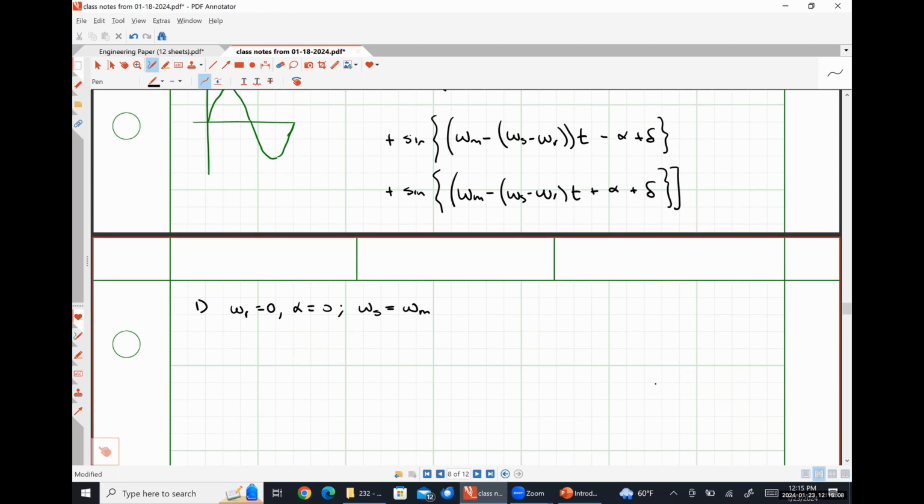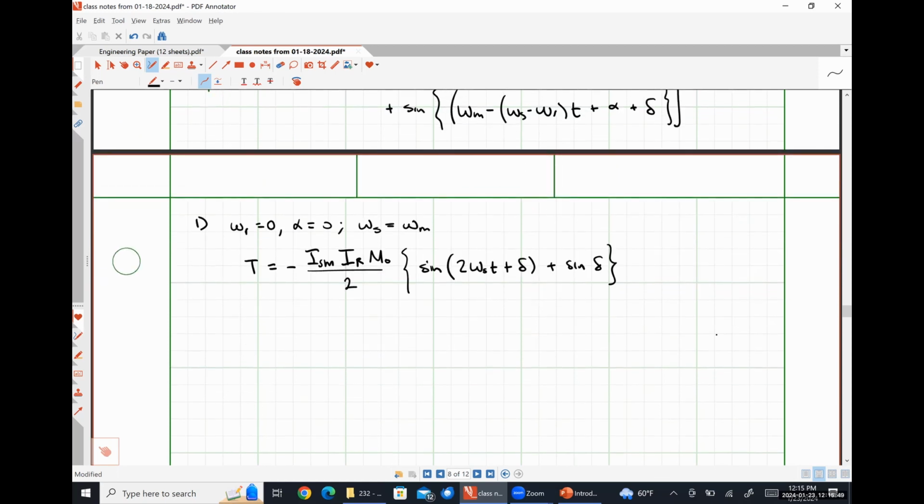So under these conditions, our torque T will have the following relationship. ISM, so the magnitude of our stator current, times our DC rotor current, times the maximum value of our mutual inductance, divided by 2, times the sine of twice omega st plus delta plus the sine of delta. And so now we have a torque whose average value isn't 0, because the sine of delta term out on the right-hand side is just going to be a number. So even though the average value of the sinusoidal component is 0, there's another term that isn't sinusoidal that's happening.